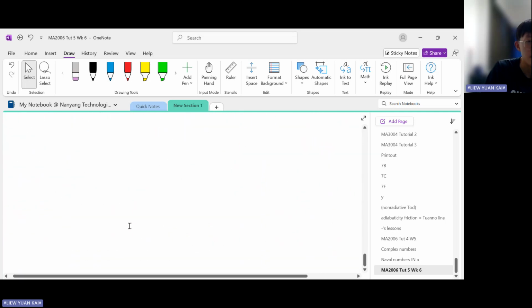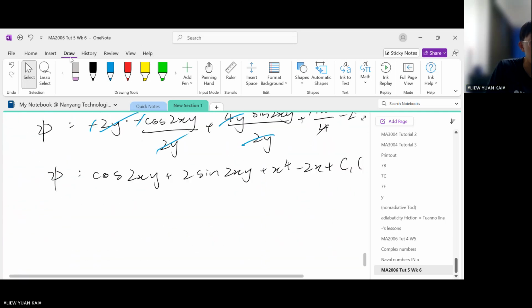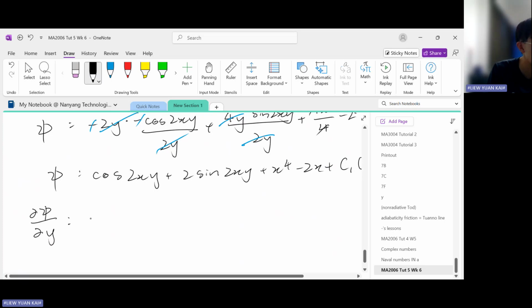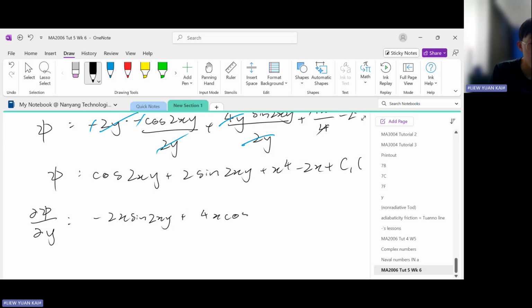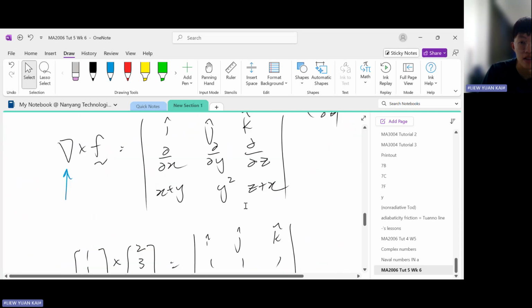In the j component, from Nabla of psi, we have a partial derivative with respect to y is equal to, and then from the function that they gave us, it'll be minus 2x sine 2xy plus 4x cos 2xy plus 5y^4 minus 12y. Let me check if I copied that correctly.